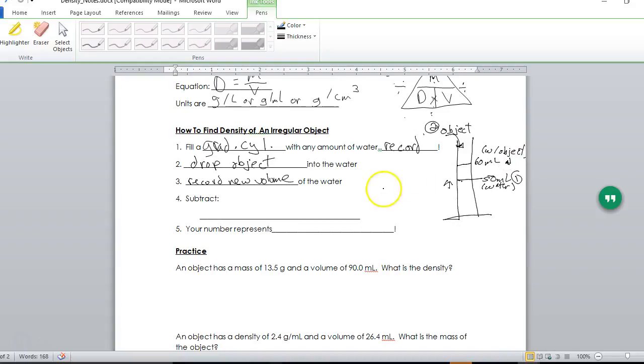Okay, so that's with the object. So it was at 50 with just the water, now with 60 milliliters with the water and object. So now what you have to do is subtract those two volumes. So you have the volume of water and object minus the volume of your water that you had originally. Okay, so that number now represents the volume of your object.